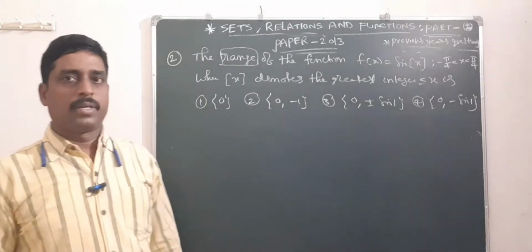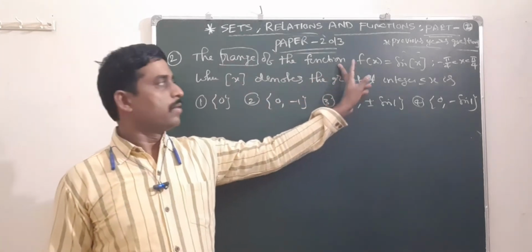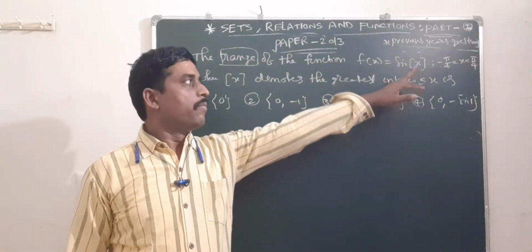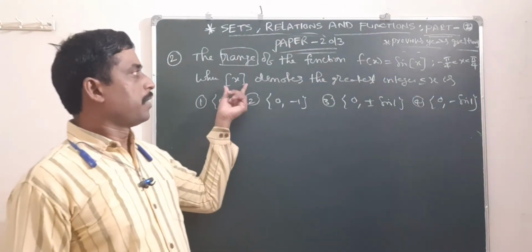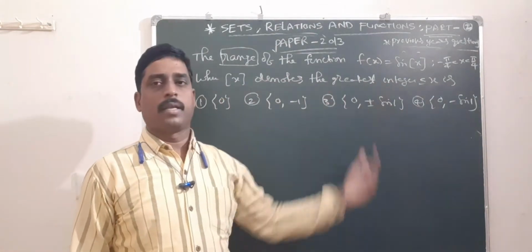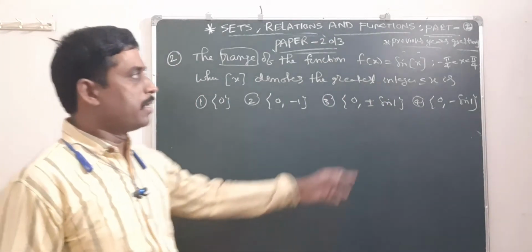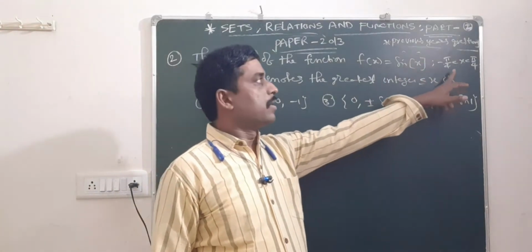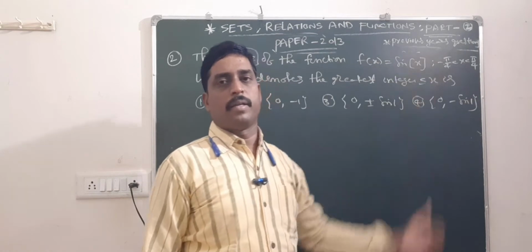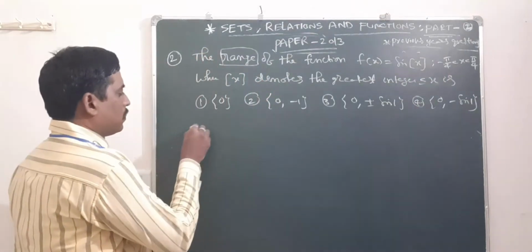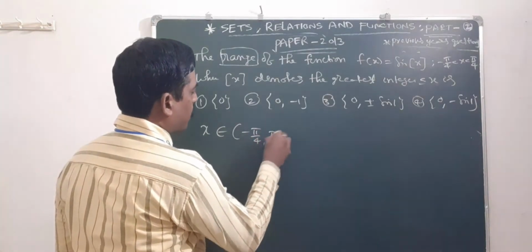So let us start question number 2 in the 2013 paper. The range of the function f of x is equal to sine of the integral part of x, where x lies between minus pi by 4 to plus pi by 4. The integral part of x denotes the greatest integer less than or equal to x. Now we have to find the range of sine of the integral part of x. The domain of x is given, minus pi by 4 to plus pi by 4, but our target is the range.